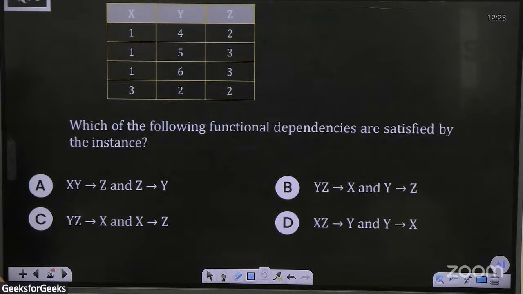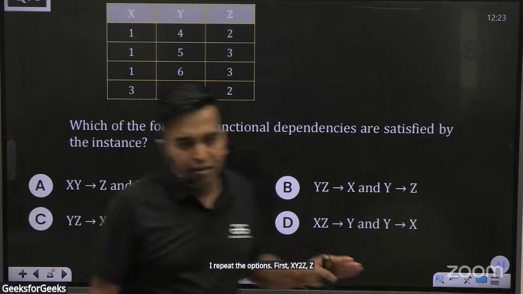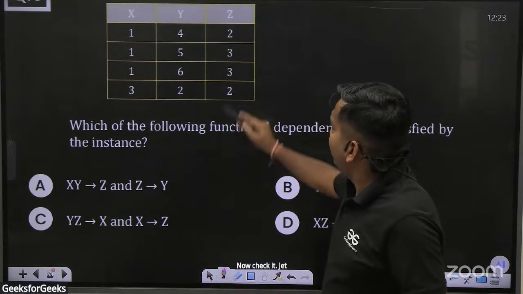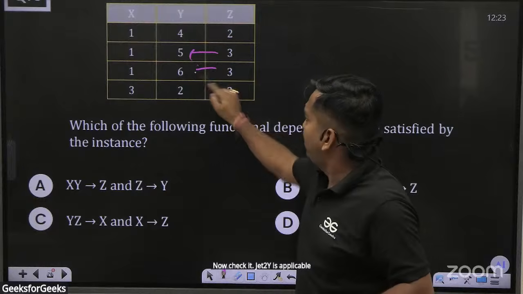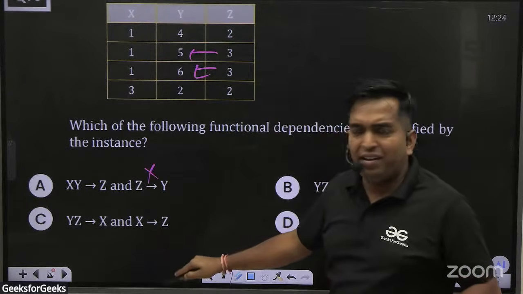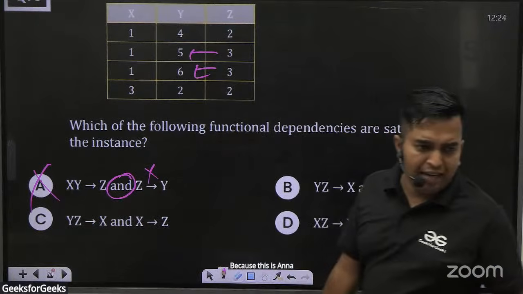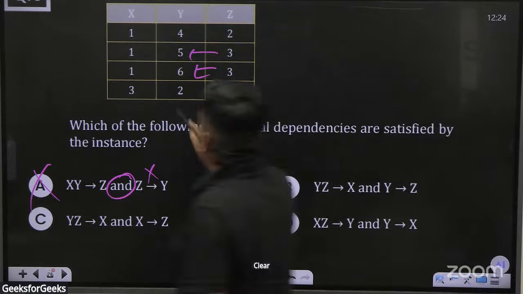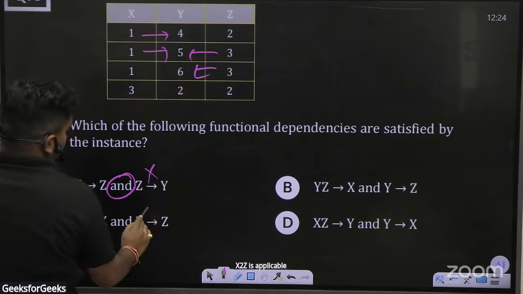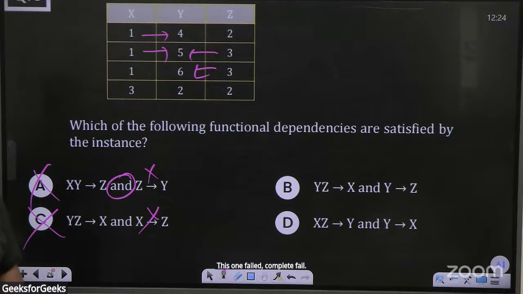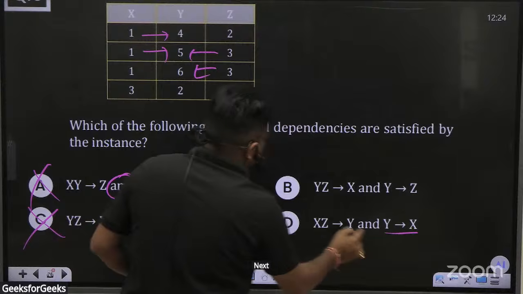I repeat the options. First, XY to Z, Z to Y. Now check it. Z to Y is applicable. If this fails, because this is AND, na? Clear? X to Z is applicable. This one fails, complete fail. Clear? Next, Y to X.